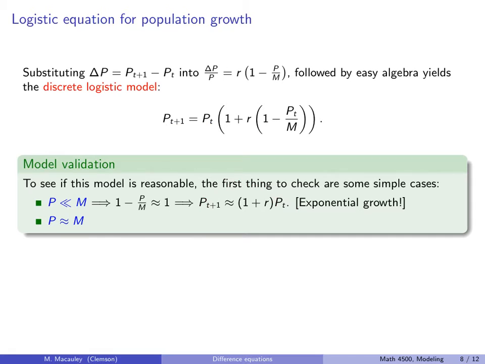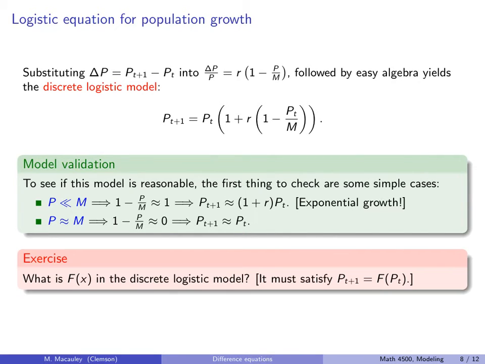Okay, so when the population is approximately m, let's see what happens. Then p over m is approximately 1, so 1 minus p over m is approximately 0. So this whole thing is approximately 0, and p_{t+1}, the population tomorrow, is approximately equal to the population today. So we have p_t times something that's approximately 1. So both of these cases check out, as they should.